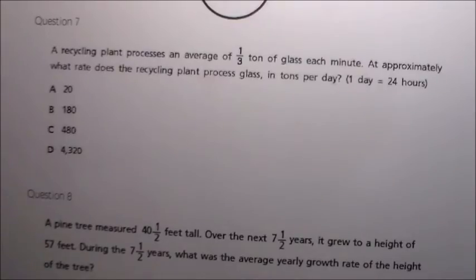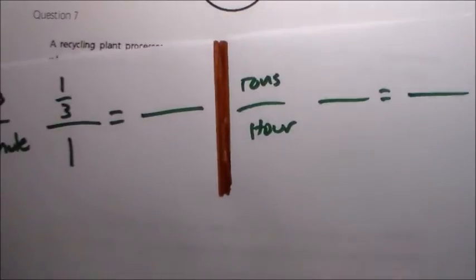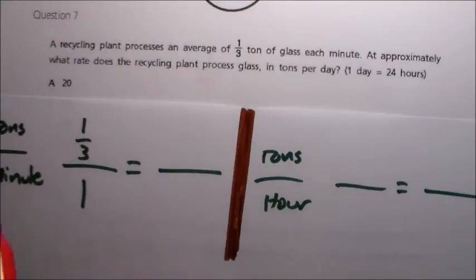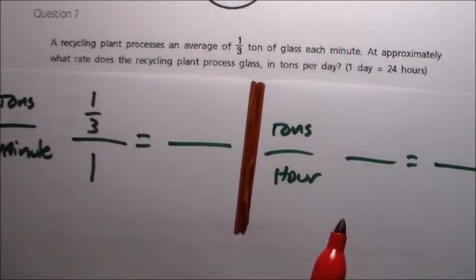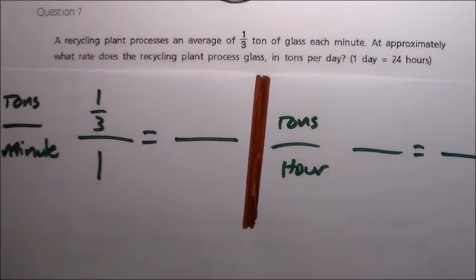Question 7. A recycling plant processes an average of 1/3 ton of glass each minute. At approximately what rate does the recycling plant process glass in tons per day? And it tells you 1 day is 24 hours. Okay, so how do we do this? We're given tons per minute, and we need to go to tons per day. This looks tough. Is it impossible? How do we do this?